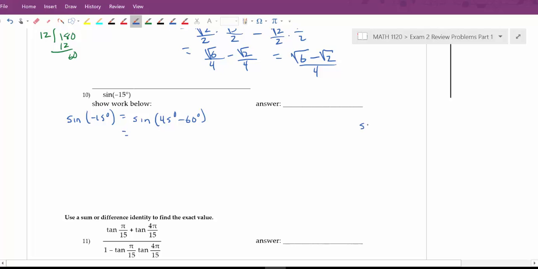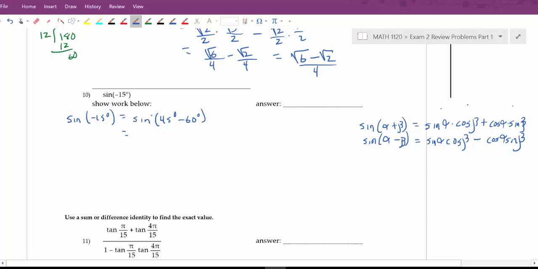Now, your sine sum difference identities go like this. I'm just going to write them down, then I'm going to erase them. But just to remind you how these go: sine of the first, cosine of the second, same sign, cosine of the first, sine of the second. So it goes sine, cosine, cosine, sine, same sign. This one would be the same way: sine alpha, cosine beta, same sign, cosine alpha, sine beta.